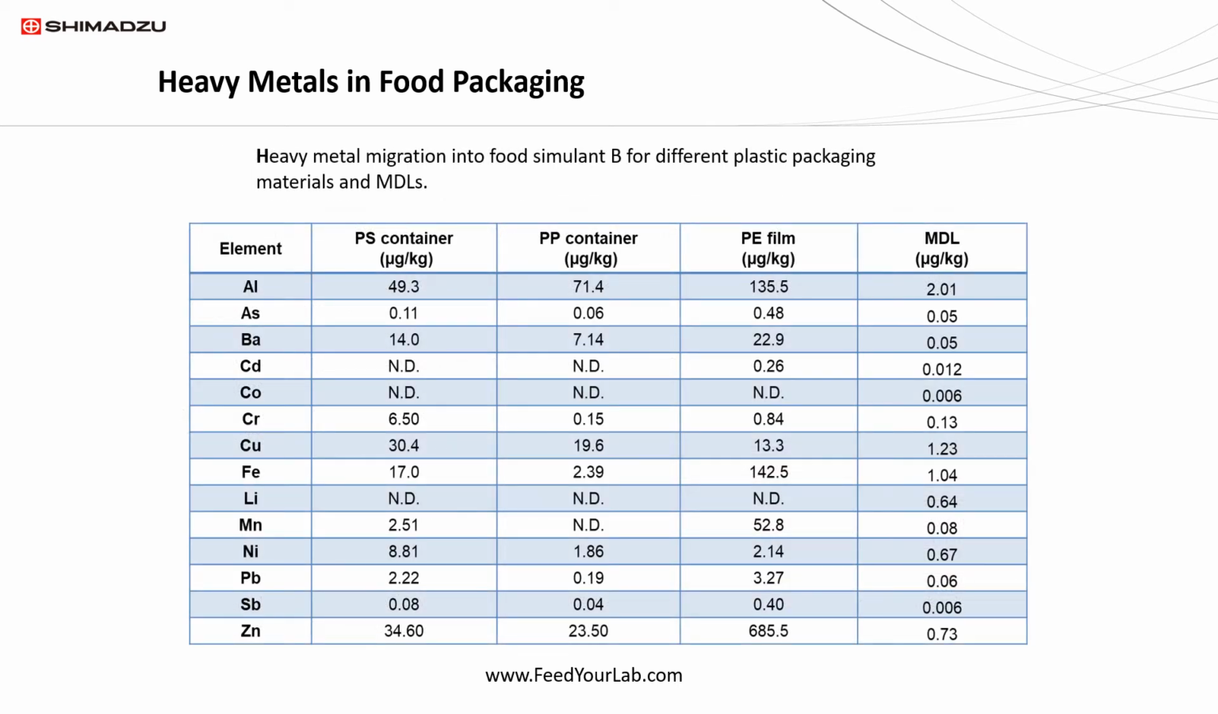And here we see a summary of the data for the 3 different types of food containers: the polystyrene, the polypropylene, and polyethylene. On the very right column, we see the method detection limit, and we see that the method is indeed very sensitive, often in the sub-parts per trillion level. For some of the more toxic elements, such as cadmium or lead, we see very, very small amounts, and others like aluminum at a much higher level.